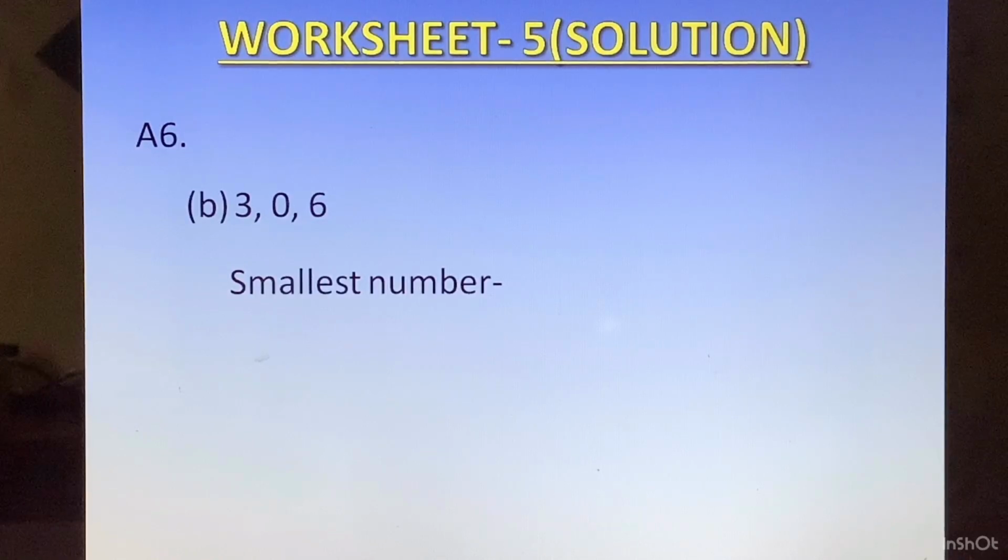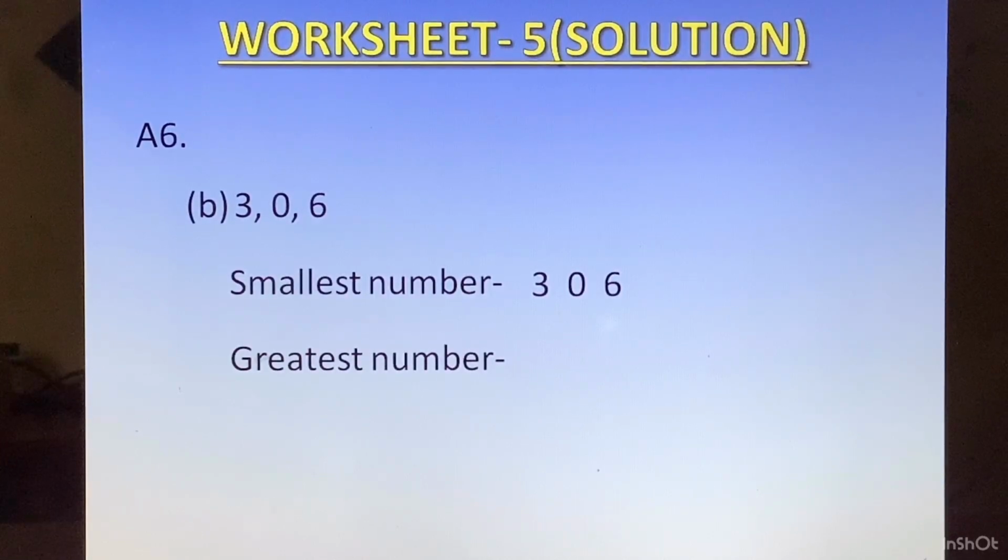The B part, 306. Now, here if we write in ascending order, what will we get? We will get 036. Now hold on. This is only a 2-digit number. So we will not do this. Now we will change the place. We will have to exchange the place of 0 and 3. So what we will do? We will write 306. This is the smallest number.